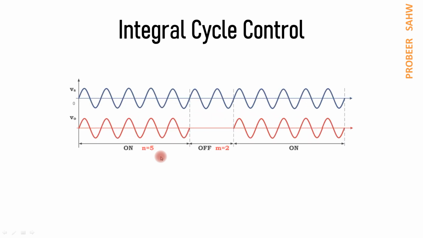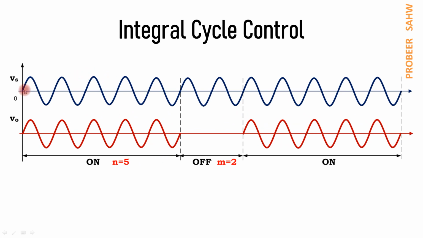So in integral cycle control, as we said, we connect the supply for a few cycles and disconnect the load for a few cycles. So the waveform looks like this. In blue color is the supply voltage or the line voltage. There are 12 cycles of supply shown in this figure. This is just for presentation with an example where we are connecting the load to the supply for 5 cycles and disconnecting the supply for 2 cycles. Therefore, there will be output voltage V0 equal to Vs for 5 cycles, and in this duration the devices will be on. And in this duration, there will be no output as the devices will be off.